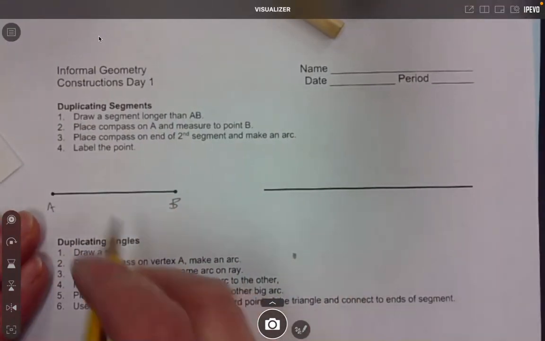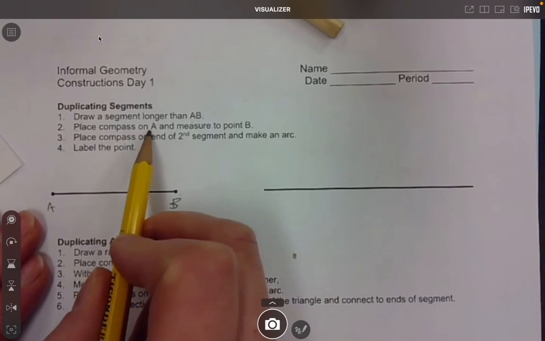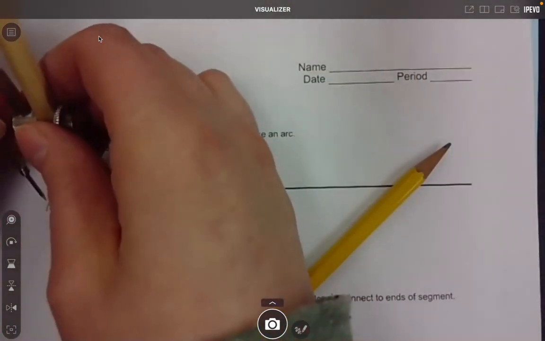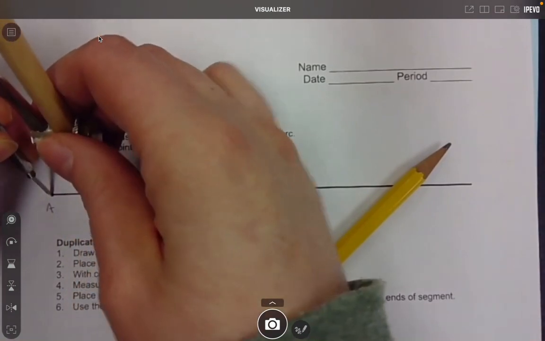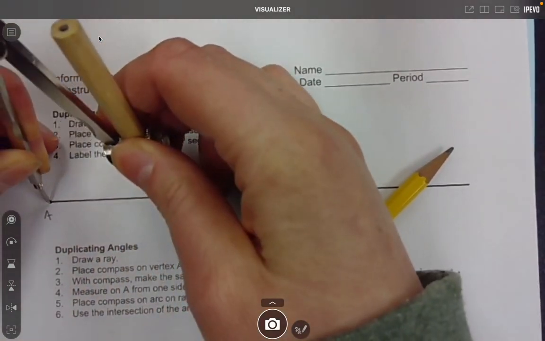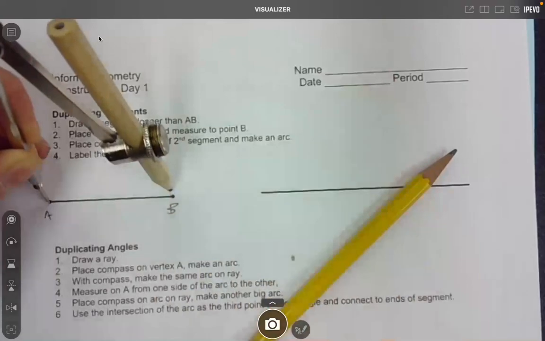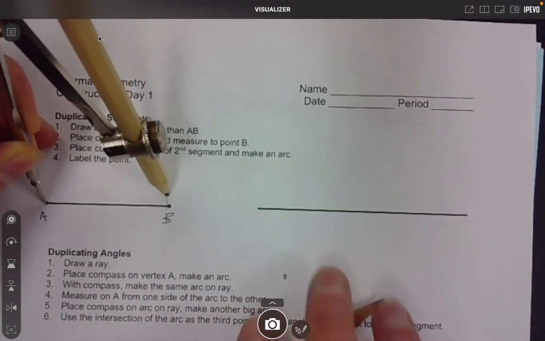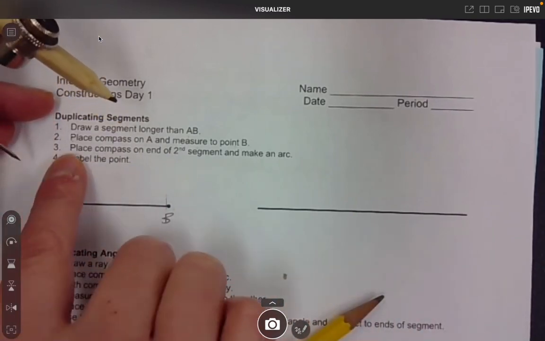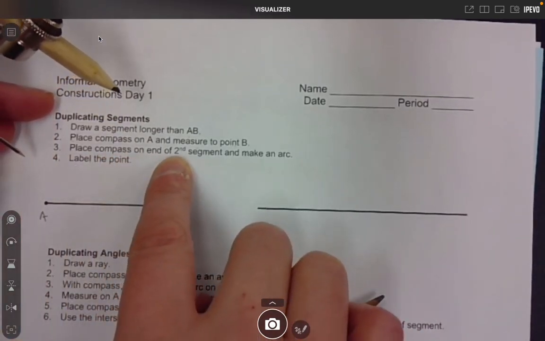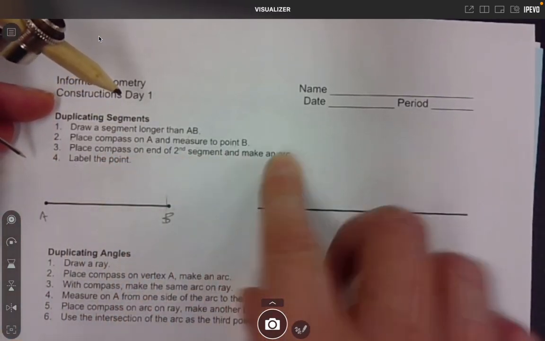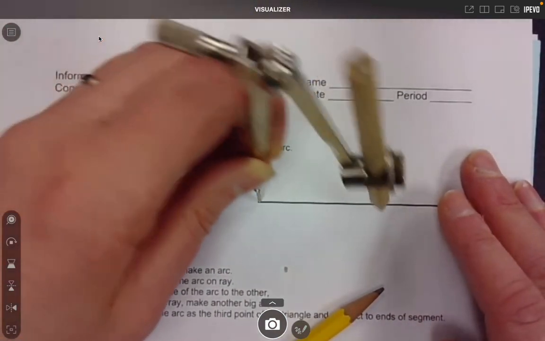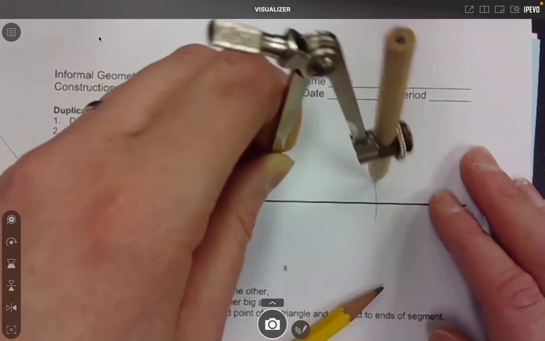That's the first step. The second step is to place a compass on A and measure to point B. So my compass point is going on A, and I'm using the pencil to measure out to B. I'm using this to measure exactly how long AB is. Then I'm going to place my compass on the end of the second segment and make an arc. So I'm going to put my pencil point right here, and then I'm going to make an arc.